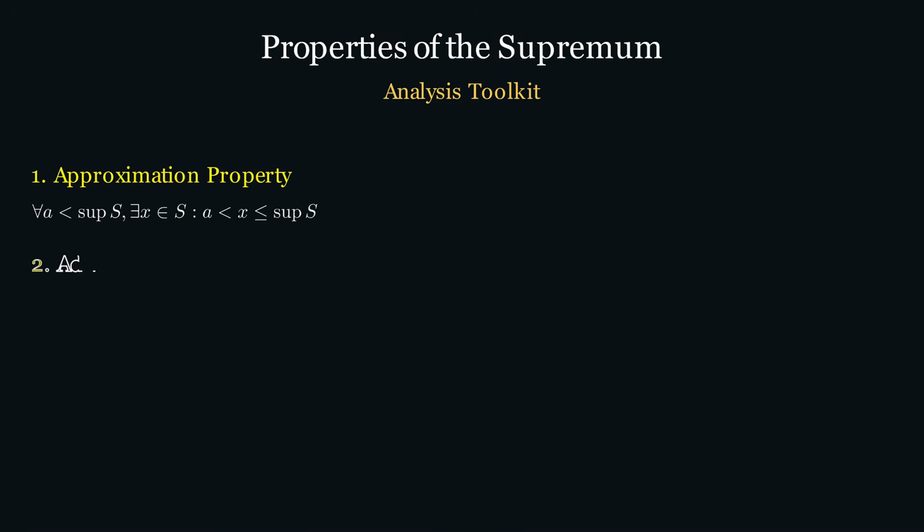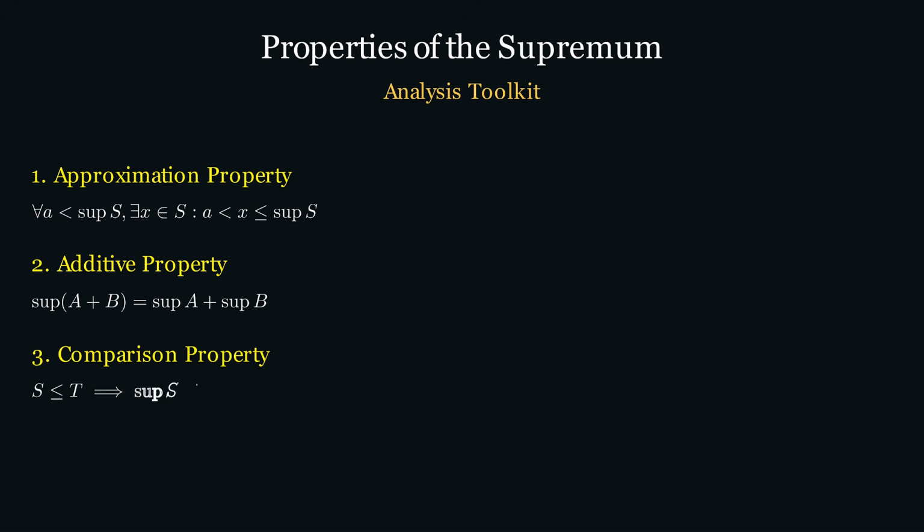The additive property. If set C consists of all sums formed by adding an element of A to an element of B, then the supremum of C equals the sum of the supremums of A and B. Supremums respect addition. The comparison property. If every element of S is less than or equal to every element of T, then the supremum of S is less than or equal to the supremum of T. Order relationships are preserved. These properties are tools for constructing proofs in mathematical analysis.